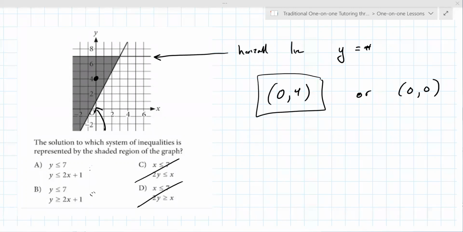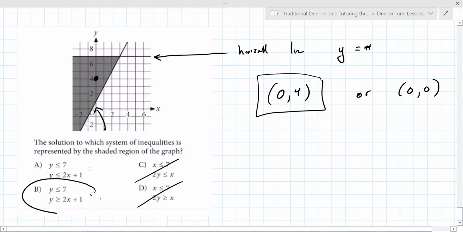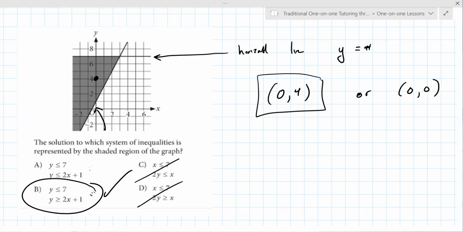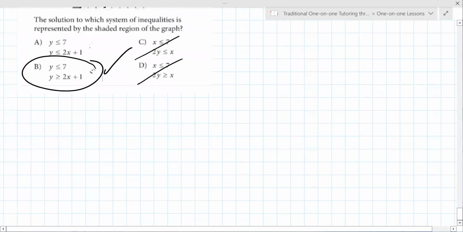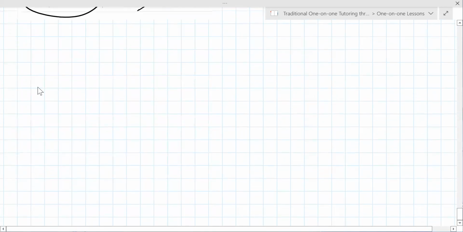It's letter B. Okay, and how confident are you in your answer? I'm confident. You should be. That's great. Okay, another question here. That's not what I want. I want this right here.